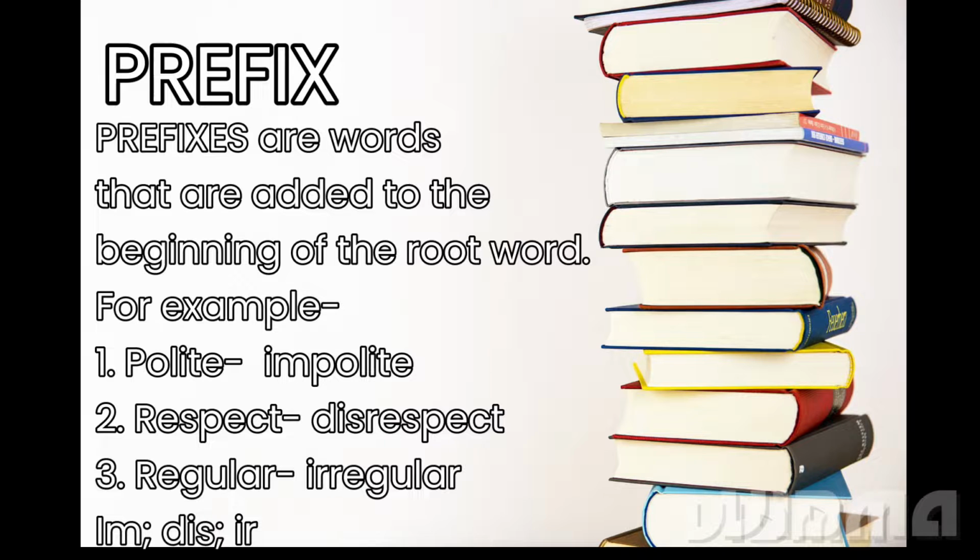For example, your root word is polite. So you will add a prefix to your root word polite and make it impolite. Similarly, your root word is respect. We will add a prefix to it and make it disrespect. Lastly, we have regular, to which we can add a prefix and make the opposite of it, irregular. As you can see, the root words are polite, respect, regular, but adding a prefix to it is completely changing the meaning of the root word, giving it a new word.